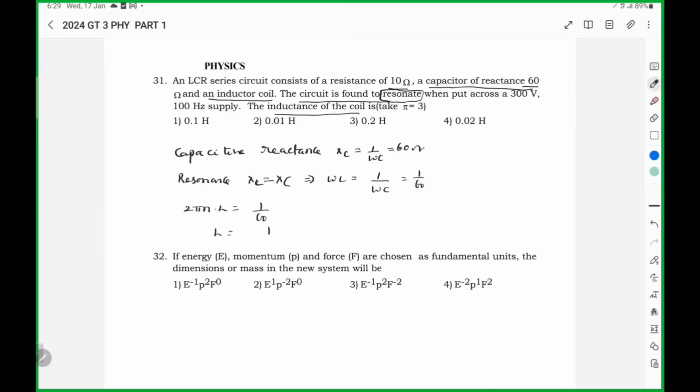So here it is 60 by 2 pi n. Pi is given here roughly as 3. N is the frequency, 100 Hz. So 1 by 10, 0.1 hundred.